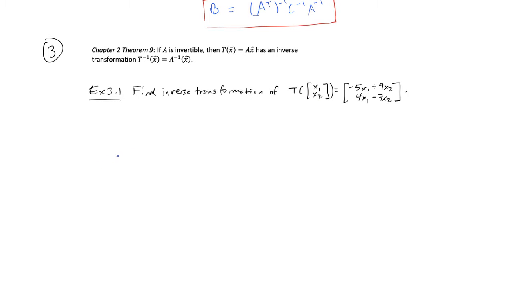T. So the first thing we're going to do is find the matrix associated with T, the standard matrix. And if we just read off the coefficients of the variables, we can see that the standard matrix is -5, 9, 4, -7.